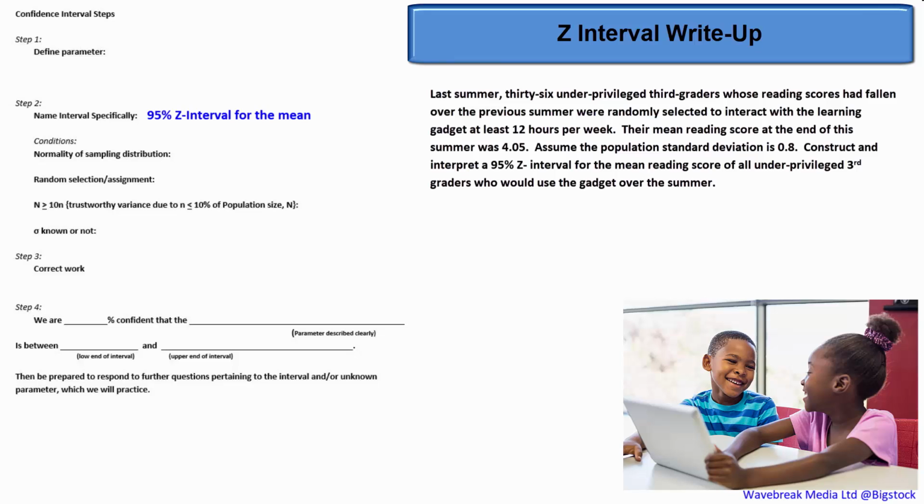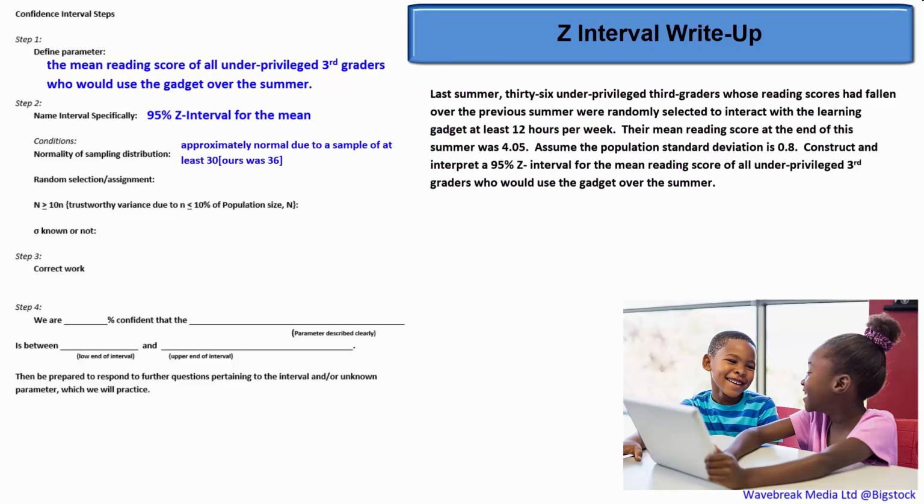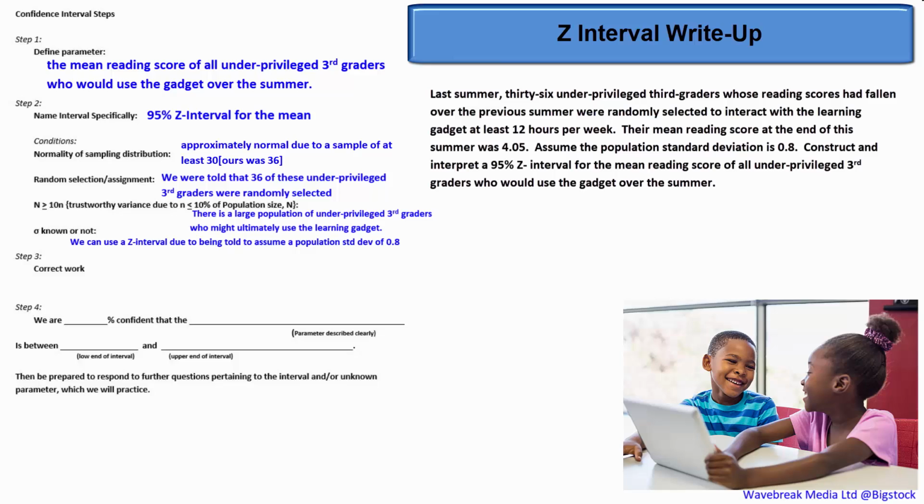The unknown parameter we'll estimate is the mean reading score of all underprivileged third graders who would use the gadget over the summer. The sampling distribution utilized is approximately normal due to a sample of at least 30, ours was 36. We're told that 36 of these underprivileged third graders were randomly selected. There is a large population of underprivileged third graders who might ultimately use the learning gadget, and we can use a z-interval due to being told to assume a population standard deviation of 0.8.